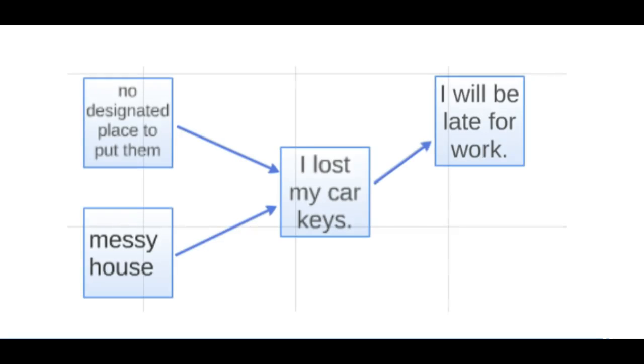And here's another example, I lost my car keys. Why? No designated place to leave them. Why? My house is messy. I lost my car keys, therefore I will be late for work. Again, you don't have to have the same number of boxes on each side, but you do have to have your arrows going in the right direction. You do not have to have complete sentences on your side boxes, but you must have a complete sentence for your center box.